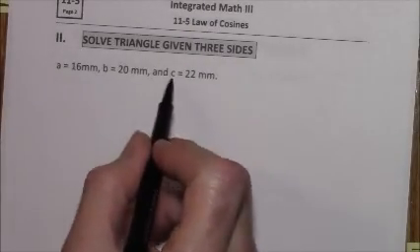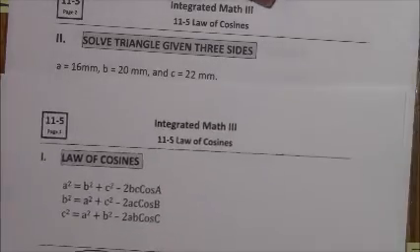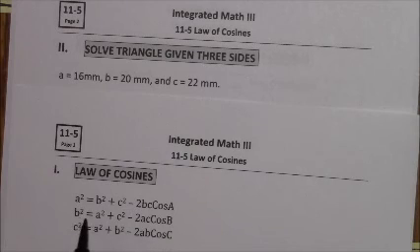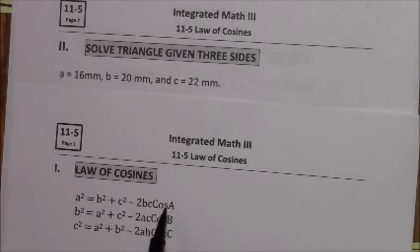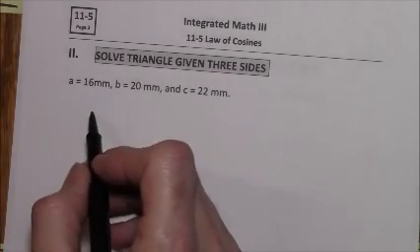Because we have all 3 sides, it means we can use any one of these we want. It just doesn't matter which one. We can use the a squared, the b squared, or the c squared, because we have a, b, and c. We will solve for the angle, whichever one we want. So since I have the a on top, might as well just use that.